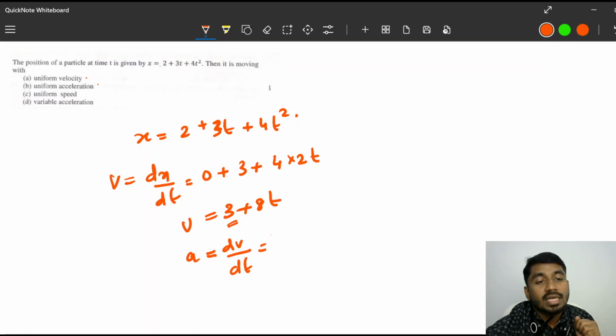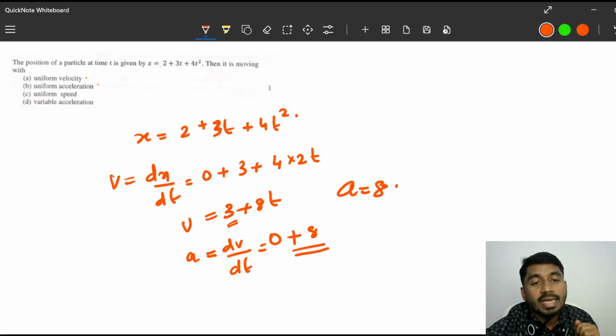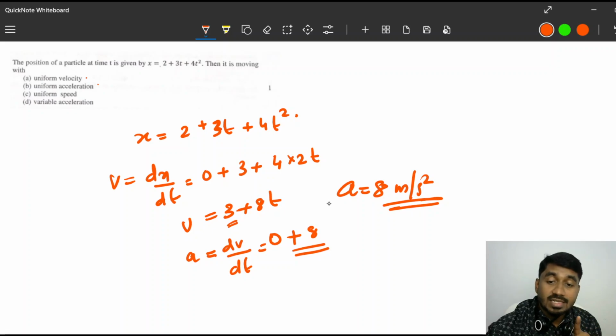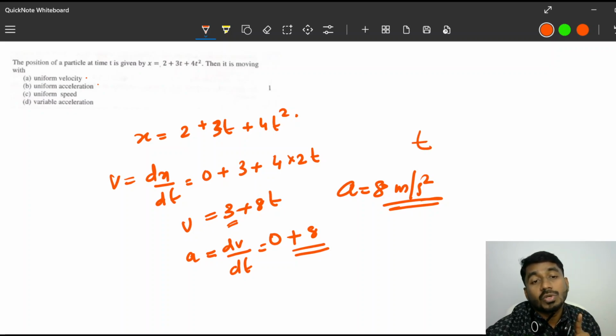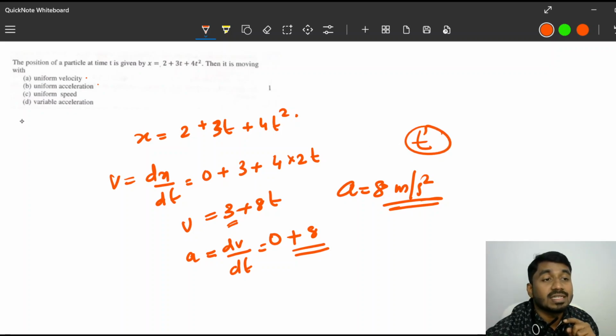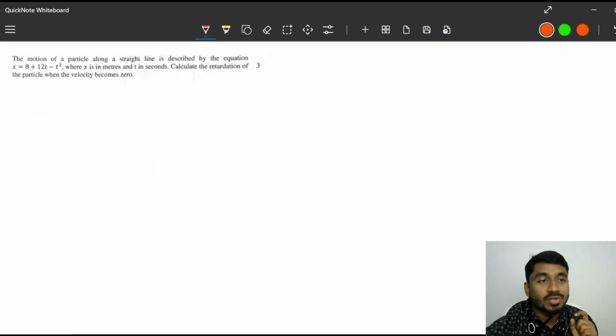What is the derivative of 3? It is 0 plus, what is the derivative of 8t? 8. So you got the acceleration as 8 meter per second square. And here acceleration is not depending on the time. So not depending on the time, we can say that it is uniformly accelerated. Clear? Okay. Let's move on to the next question.